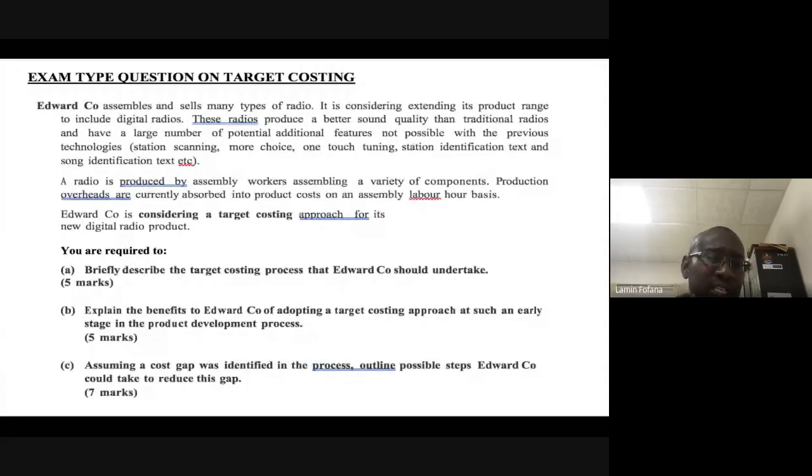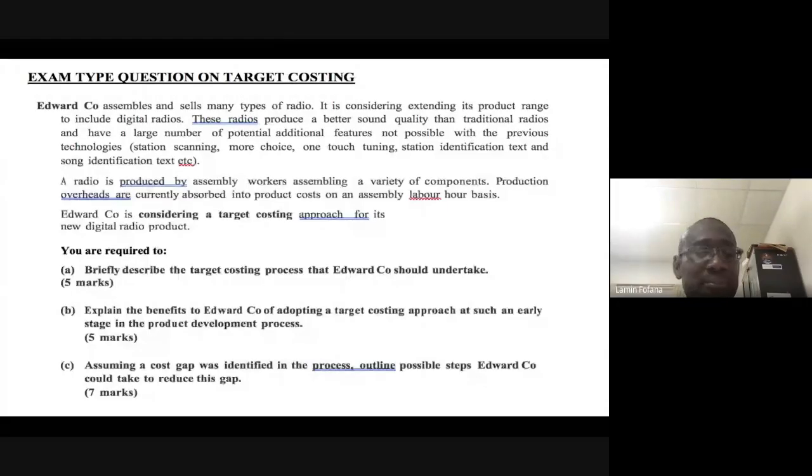So we look at the C part. The C part says, assuming a cost gap was identified in the process, outline possible steps Edwards Company could take to reduce this gap. Can someone help? First, we know that a cost gap... What is a cost gap? I'm asking this question again. What's a cost gap?